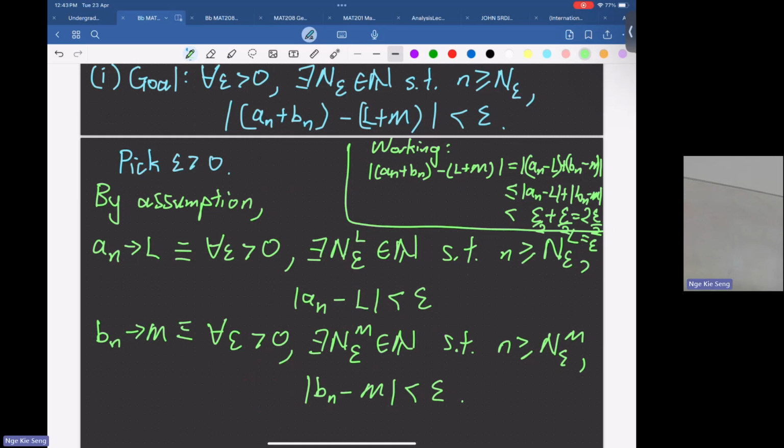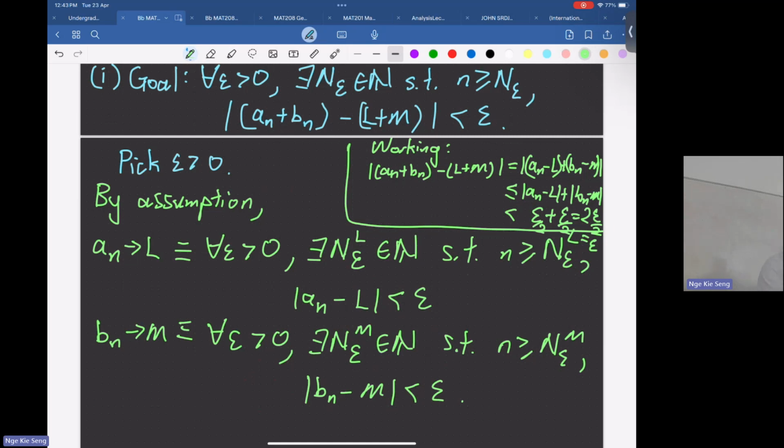And what I mean by this natural number depending on epsilon is that for 0.2 maybe you have a smaller n, and for 0.1 maybe you have a larger n, because you get closer and closer to your limit.